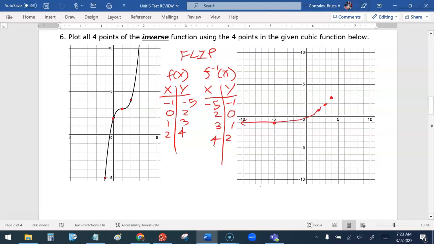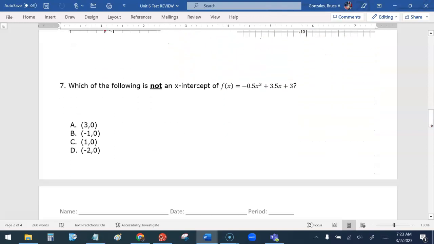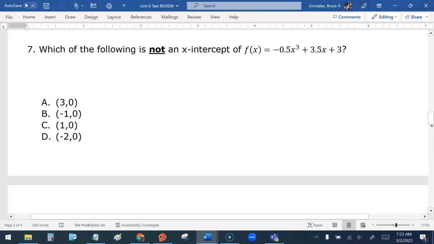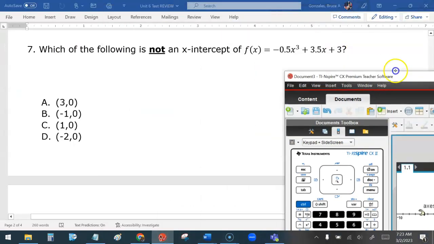So you got a graph going like this. Cool. Which is not an x-intercept. Okay, well, remember the easiest way to do this is to graph it on your calculator.